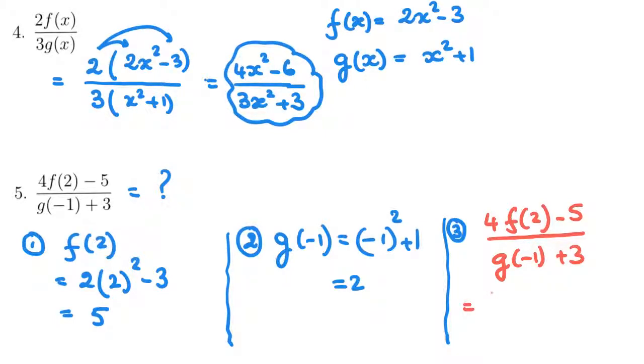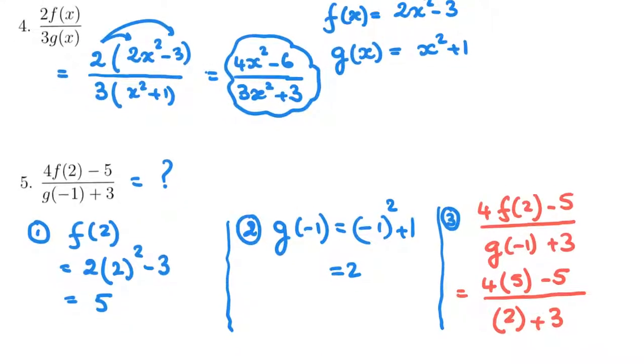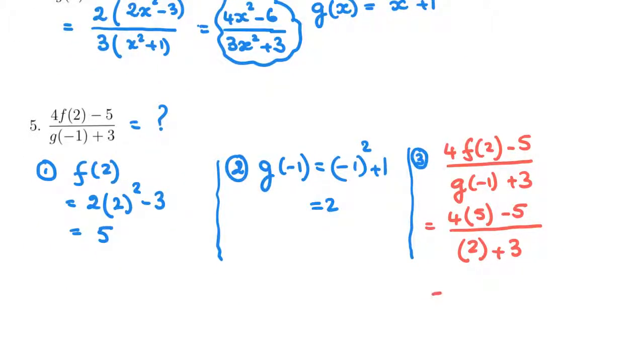And therefore, now I can find what I'm looking for, which is 4 f of 2 minus 5 over g of minus 1 plus 3. So it will be 4 times f of 2, which is 5, minus 5, over g of minus 1, which is 2 plus 3, which will give us, okay, so 4 times 5 is 20, minus 5 is 15, over 2 plus 3, 5, so the answer is 3.